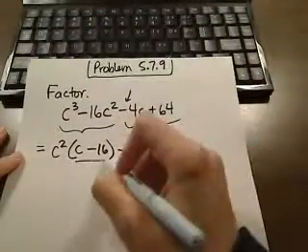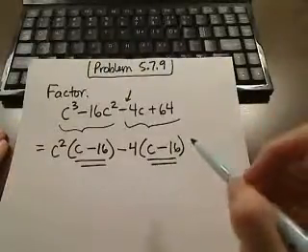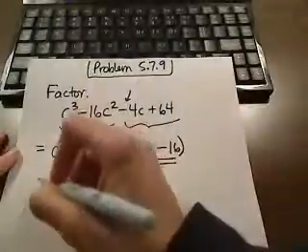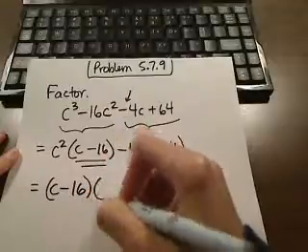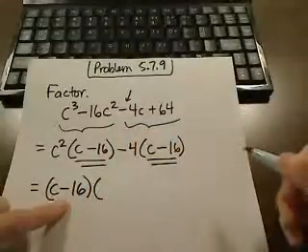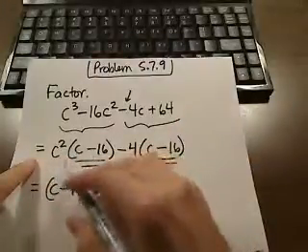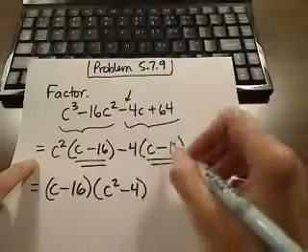Okay, so now we have what I refer to as the magic, because we have a greatest common factor where we didn't in the beginning, but now all of a sudden we do have a greatest common factor, and that's the c minus 16. So I'm going to pull out the c minus 16. We're going to be left with c squared to get this whole term back, and then minus 4 to get this term back.